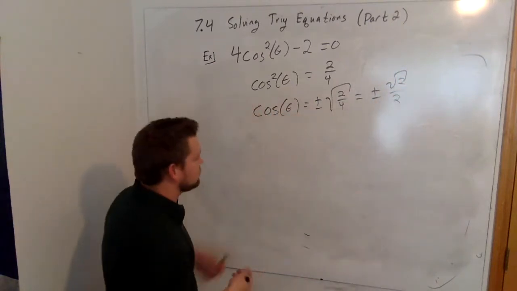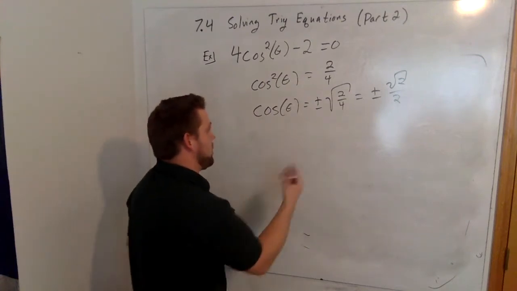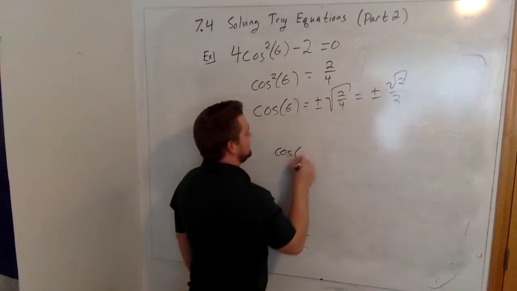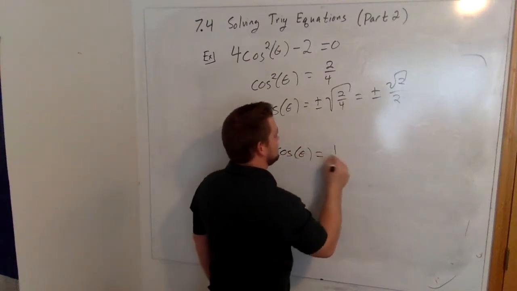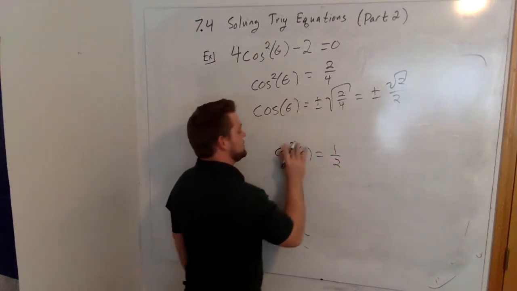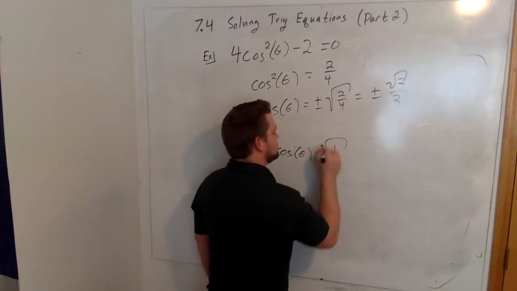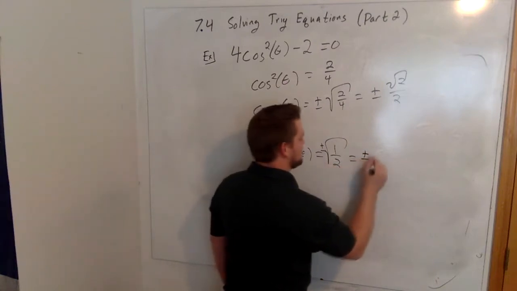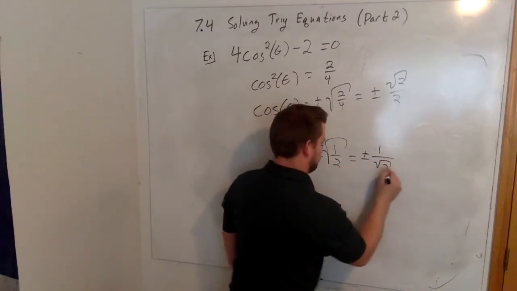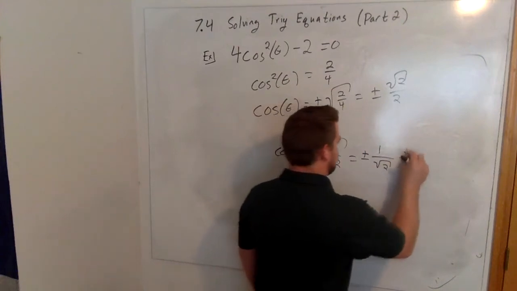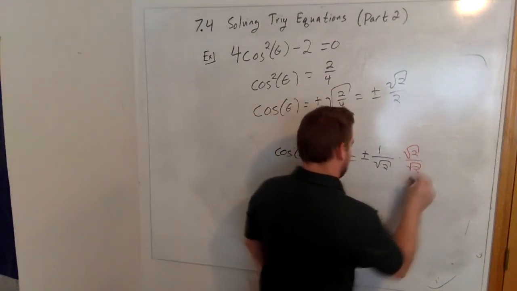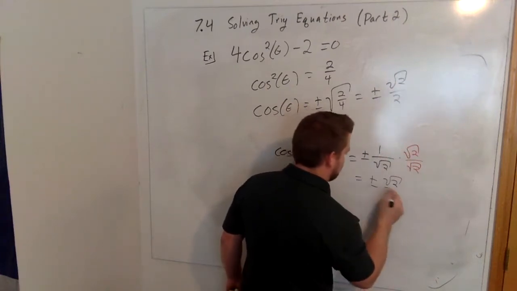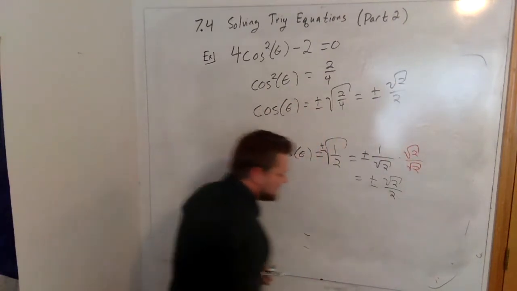Now, if you had reduced it to 1/2, I just was able to see where this problem was going. But if you had reduced this to 1/2, you'd get cosine squared of theta equal to 1/2. Take the square root of both sides, plus or minus. This is the same thing as the square root of 1 over the square root of 2, plus or minus 1 over root 2. And you could have rationalized the denominator by multiplying top and bottom by root 2 over 2, and we'll get to the same result. So either way.